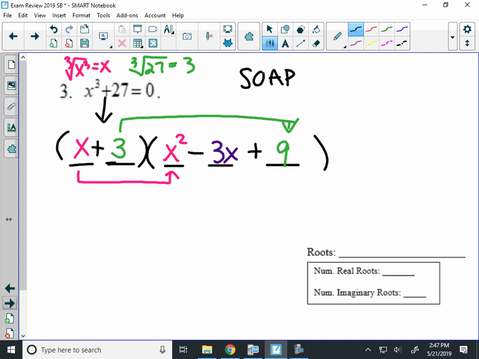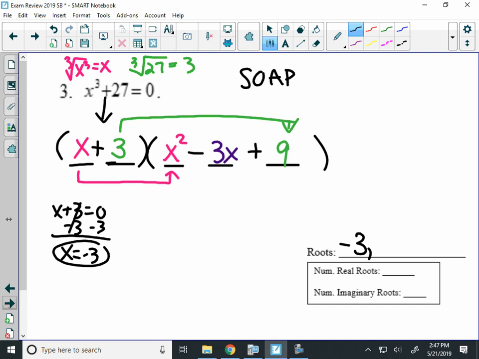And for the zero product law here, I'm going to start by taking x plus 3, set it equal to 0, and subtract, and I get x equals -3. That is one of my roots. All right, now the other roots, I'm going to have to work with this trinomial here.